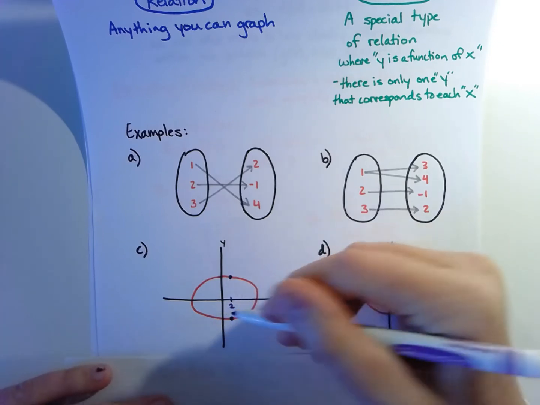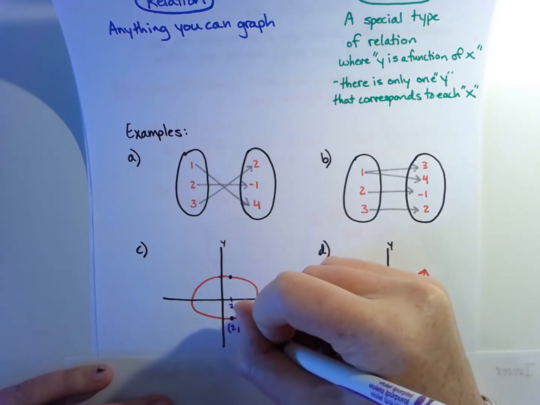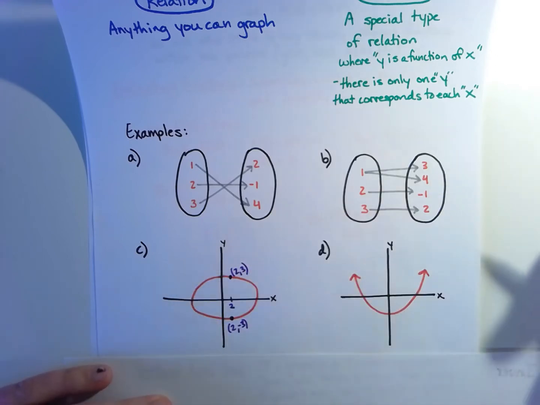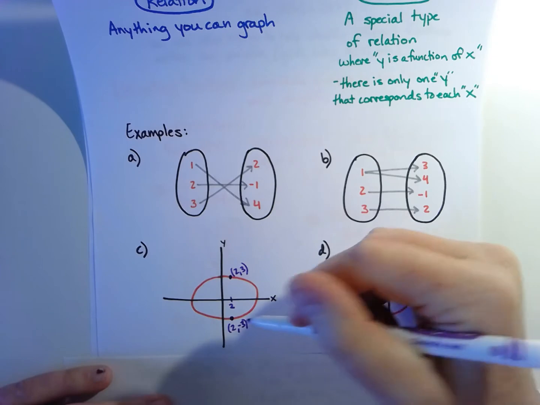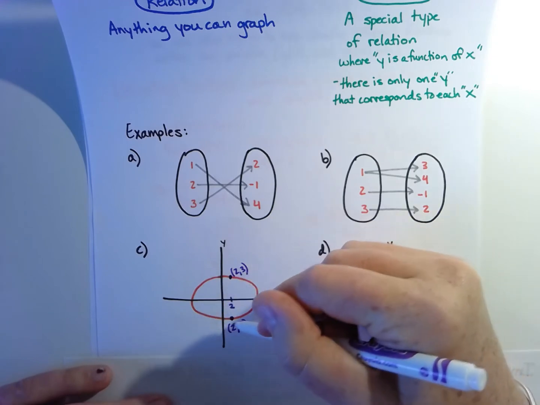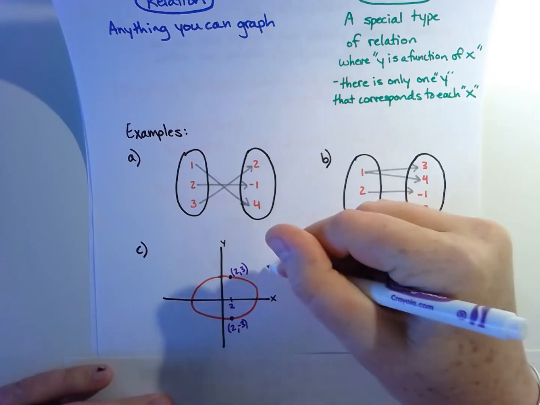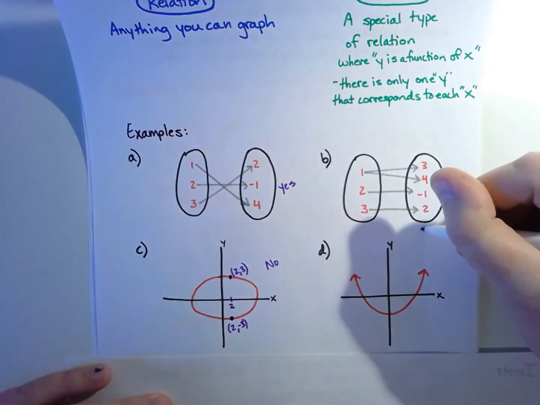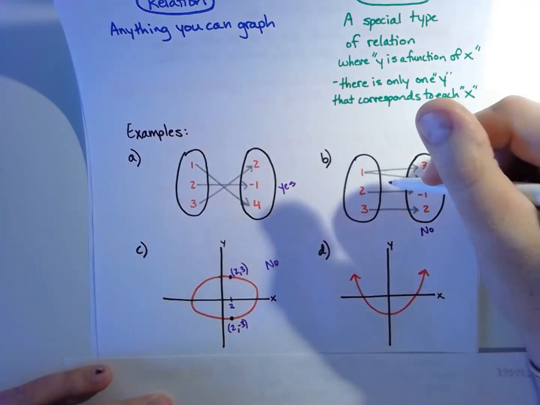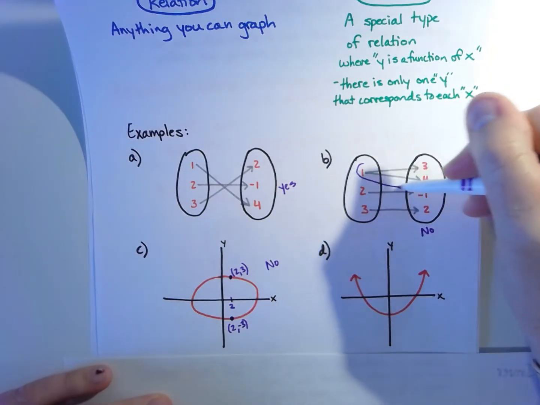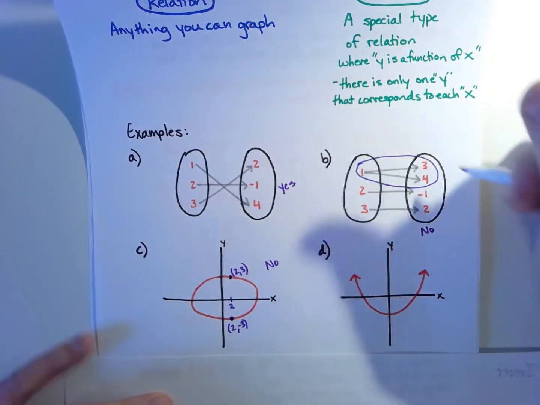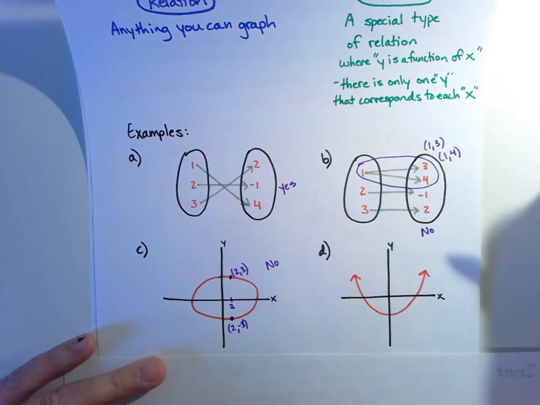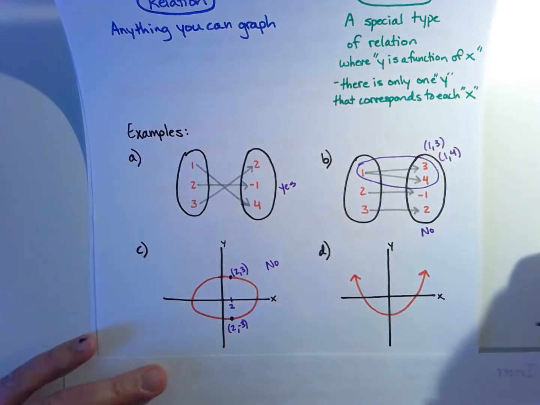Let's say it's equal to 2. And maybe this is (2, -3), and this is (2, +3). Well, for a function, that's not possible. We can only have one value of y that corresponds with each value of x. So this is a no. This one was yes, and this one was no because of this first value where 1 corresponded with 3 and 4. So 1 can't go with 3 and 4. That would be a no.